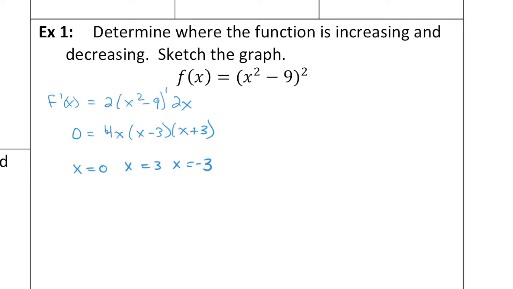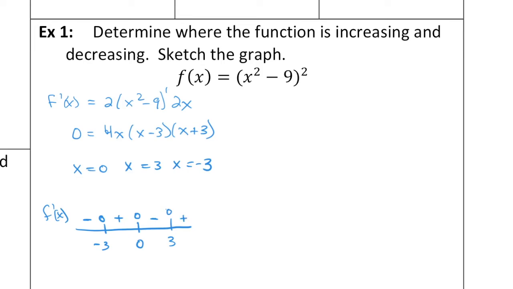So if I want to know where my function is increasing and decreasing, I'm going to make a nice little sign chart to help figure this out. On the sign chart, I'll put my critical numbers. I'm going to label this as f prime of x because we're describing where the derivative is positive or negative. To the left of negative 3, our derivative is negative. We know it's 0 at negative 3. Between negative 3 and 0, the derivative is positive, then 0. It's going to switch back to negative and then become positive.